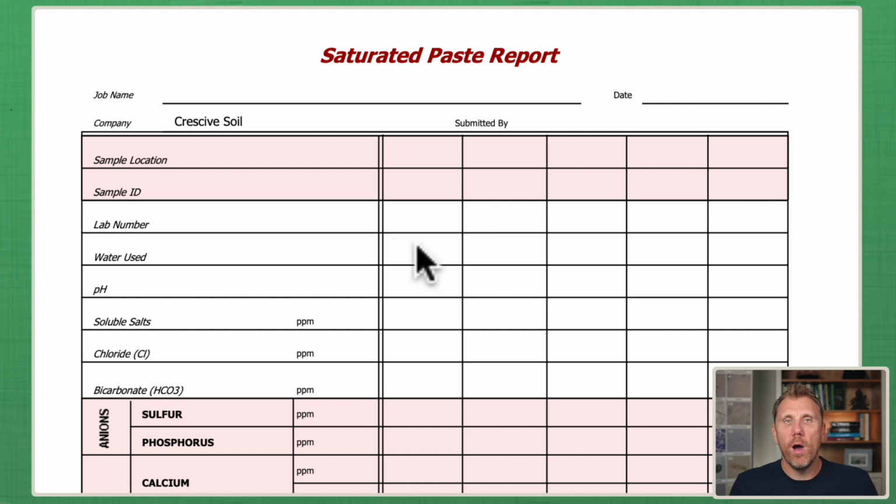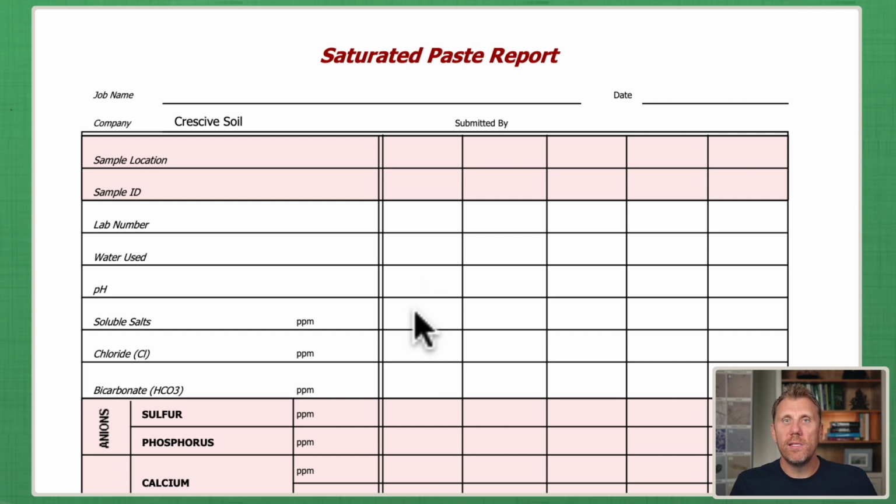Here they're going to list the water used. Most often it'll say DI, which means deionized, which is the standard protocol. But if you provide your water, it'll say H2O provided. pH is pretty self-explanatory, and I try to compare that to the Mehlich 3 to see if they're the same.